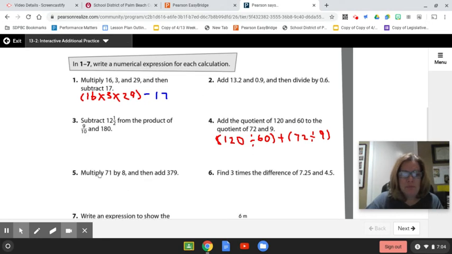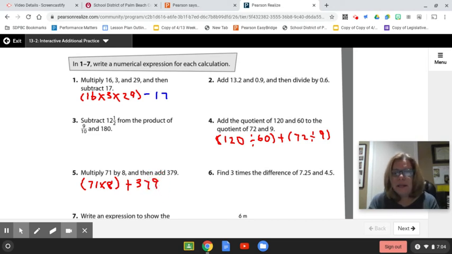Let's try this one. Multiply 71 by 8, and then add 379. First we'll multiply, so we'll put it in parentheses: 71 times 8. And then add 379. That's it, done.